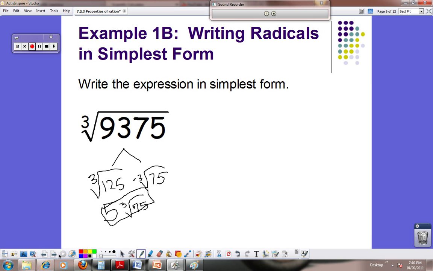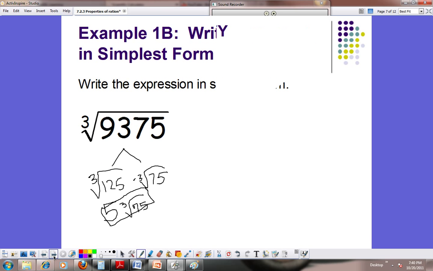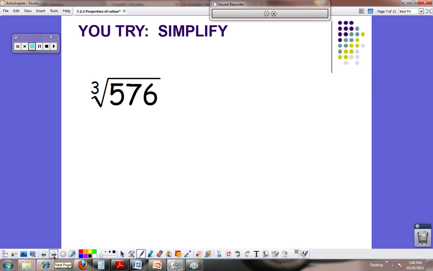All right. Now, let's go ahead and pause the video at this time and see if you can find what the cube root of 576 is, and we'll have the answer available when you're done.